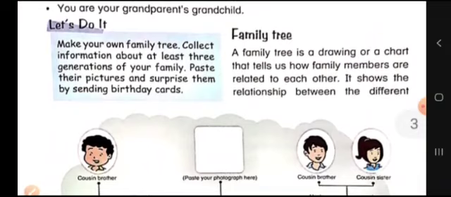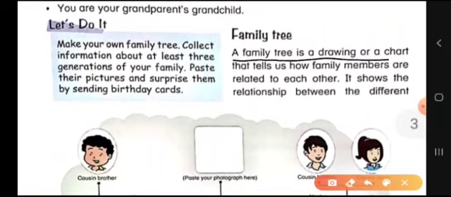Now let's see the family tree. Now what is a family tree? A family tree is a drawing or a chart that tells us how family members are related to each other. It shows their relationship. It shows how they are related to each other.